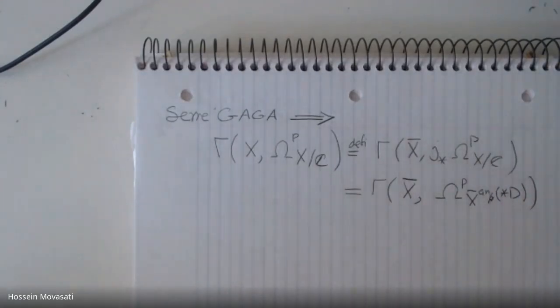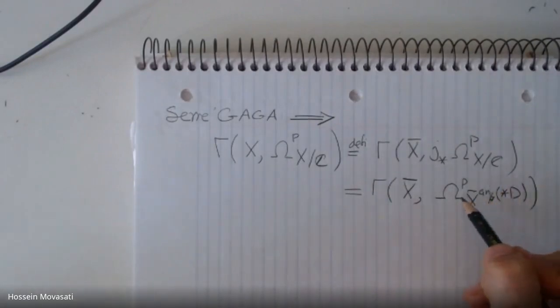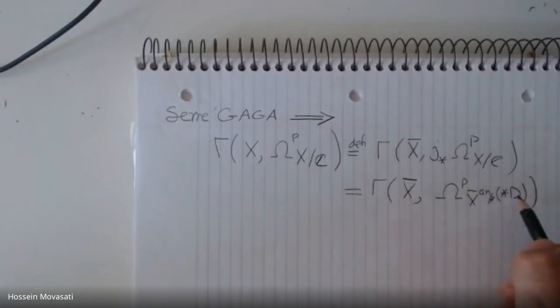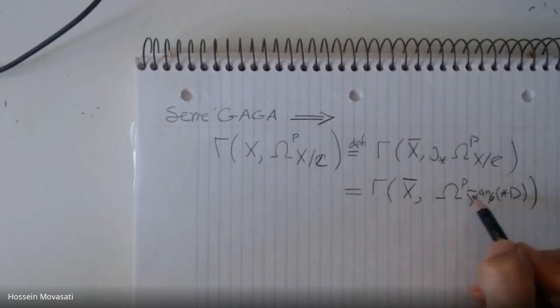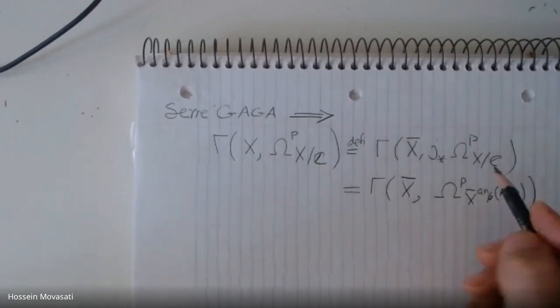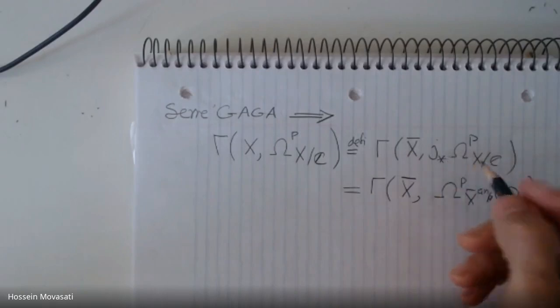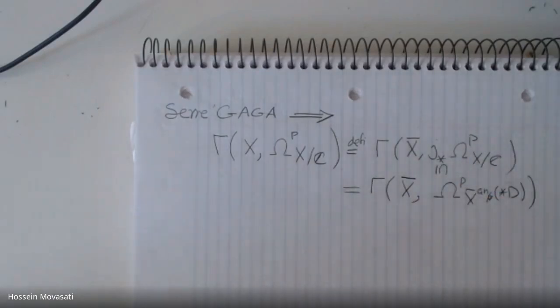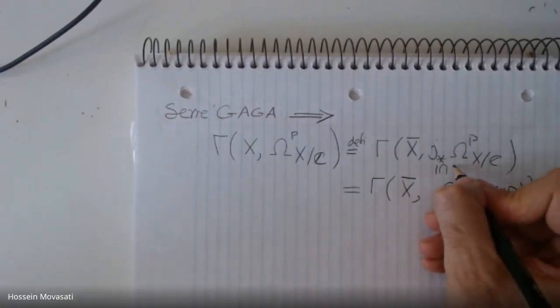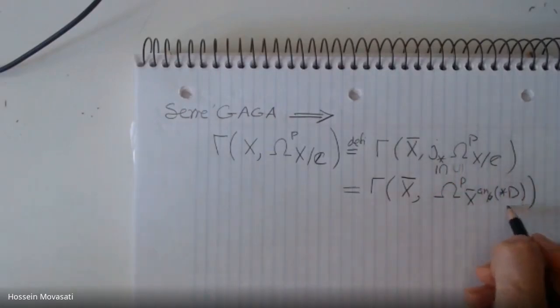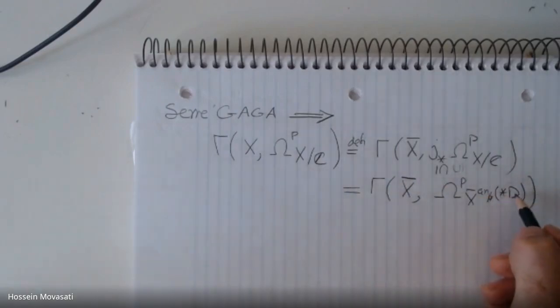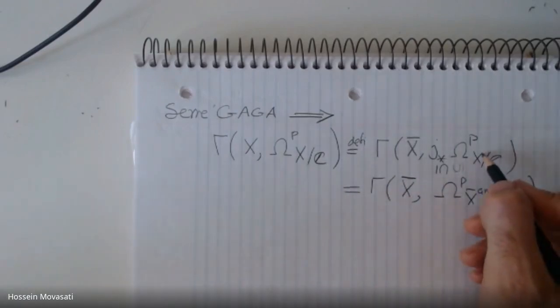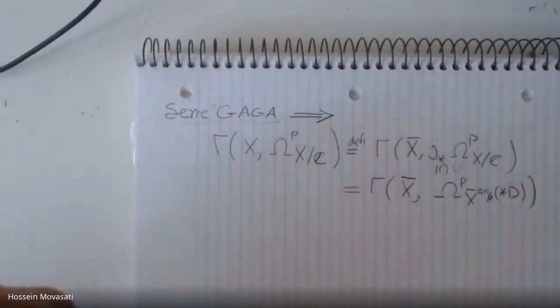Okay, maybe I say it in this way. Global meromorphic differential forms in X bar with poles along D in the holomorphic context are necessarily algebraic. So here we have this inclusion. This inclusion is trivial, but the point is why suddenly a holomorphic differential form becomes algebraic. It is a part of this Serre GAGA theorem.